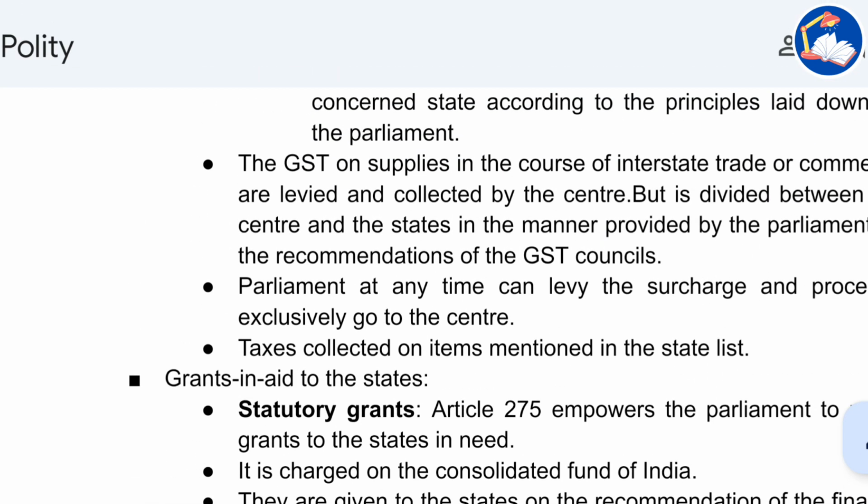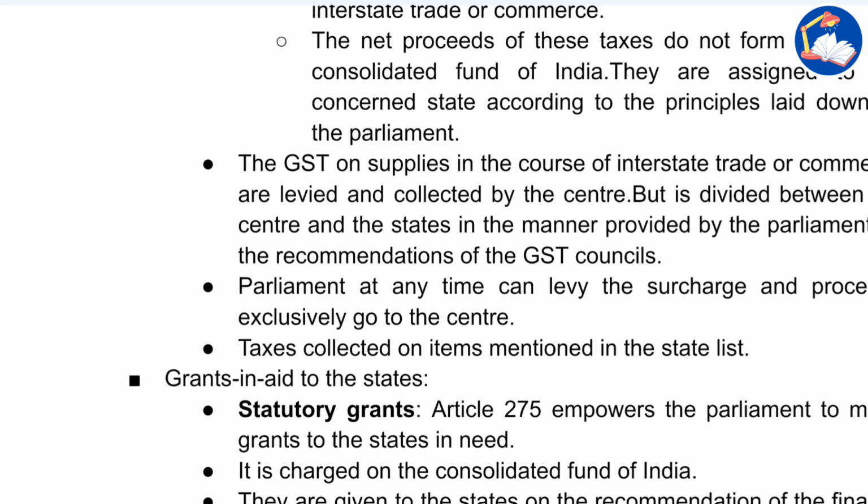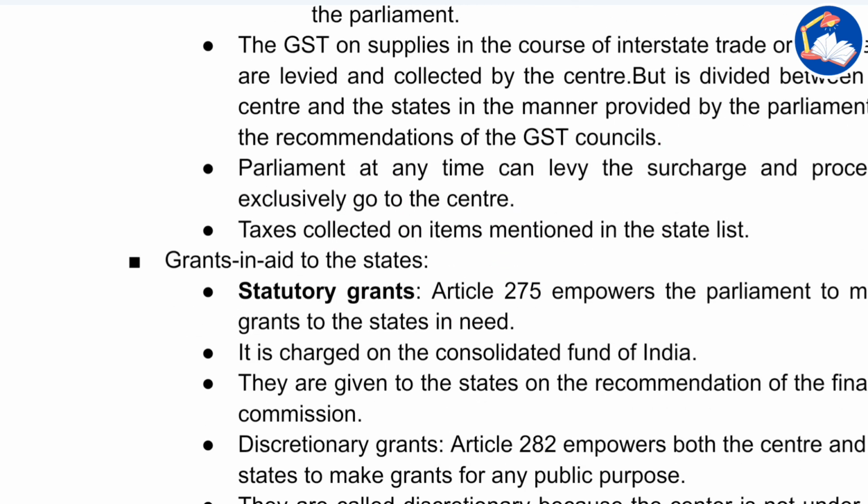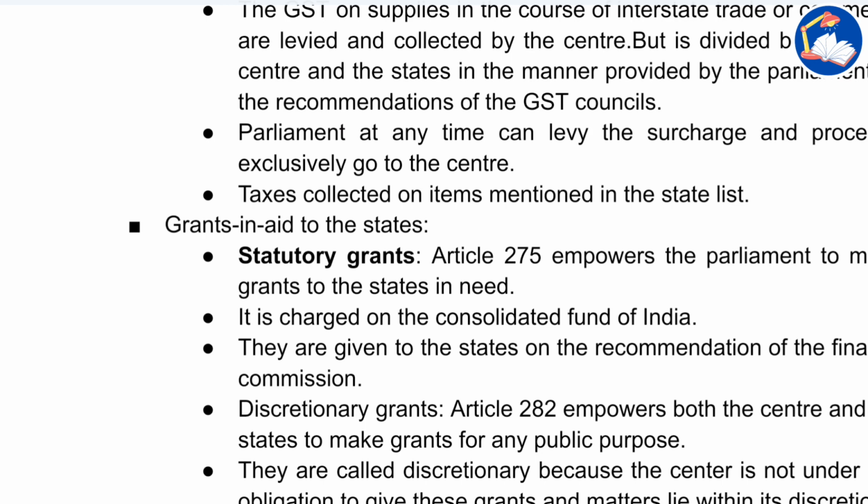GST on supplies in the course of interstate trade and commerce is levied and collected by the center, but it is divided between the center and states in a manner provided by the Parliament on the recommendation of what? GST Council. The Parliament at any time can levy a surcharge, and the proceeds go exclusively to the center. Taxes collected on items mentioned in the state list also go to the state government.